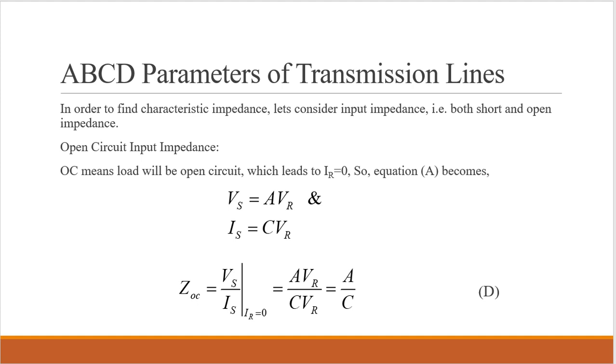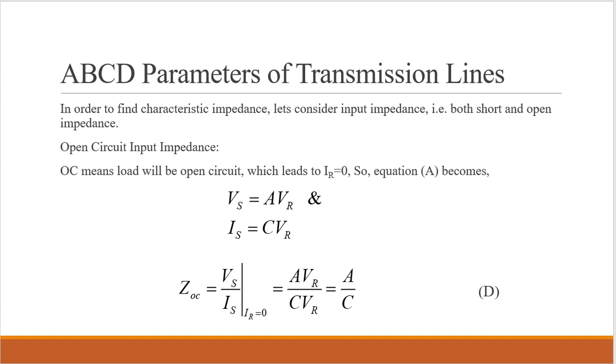Now we will move on to the ABCD parameters, and it will be noted that we have to find the characteristic impedance. In order to find the characteristic impedance, let's consider the input impedance, that is both the short circuit impedance as well as the open circuit impedance. First of all we will find the open circuit input impedance. For this, we suppose that the load is open circuit. If the load is open circuit, then the current on the receiving end will become 0.